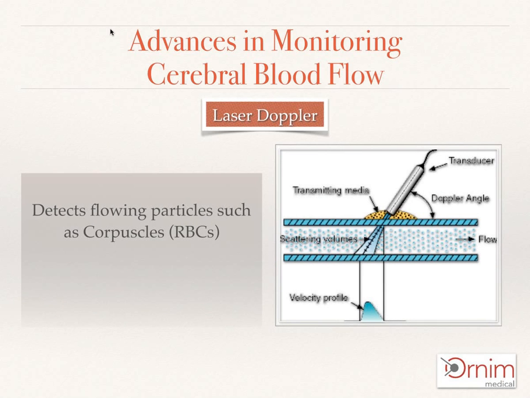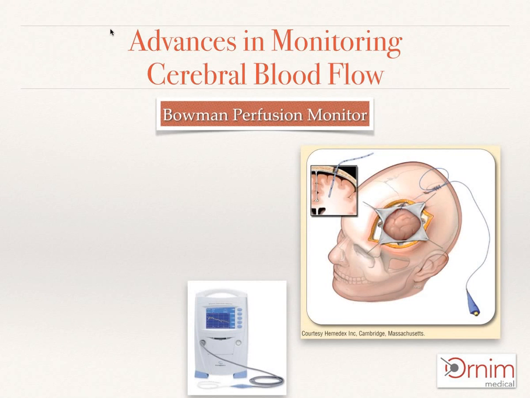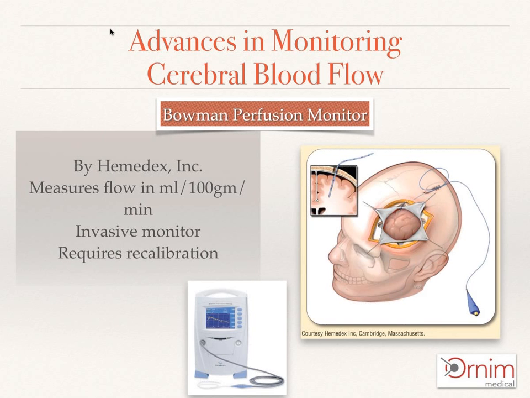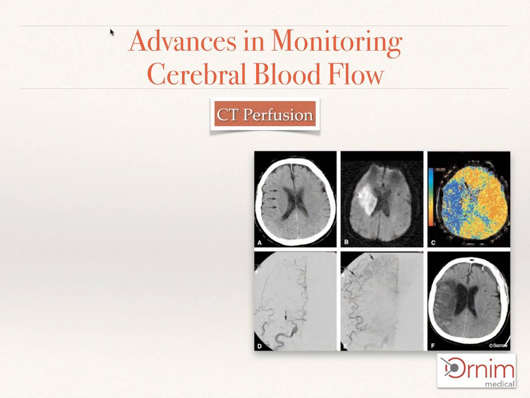So laser Doppler detects the flow of particles such as corpuscles through tissue, and it generates a velocity profile for us to study. It is an invasive monitor, and it is very position sensitive, so it's not particularly conducive to ongoing monitoring in our patients. The Bowman perfusion monitor by Hemedex measures flow in an absolute value of milliliters per 100 grams per minute. It is an invasive monitor, however, and it does require some calibration at times. So again, as a practical monitor, it may not always be suitable for all circumstances.